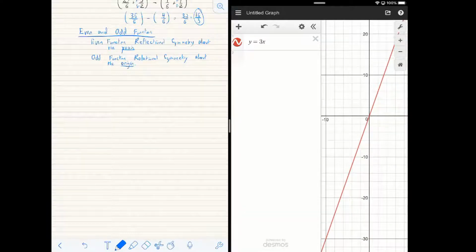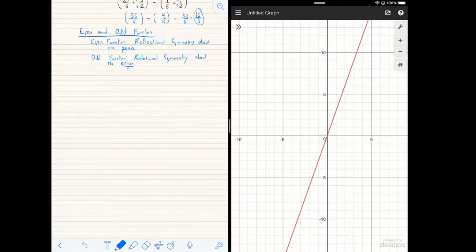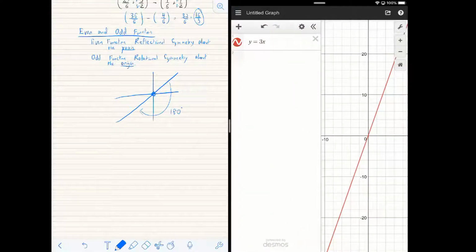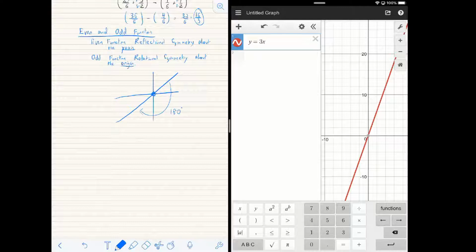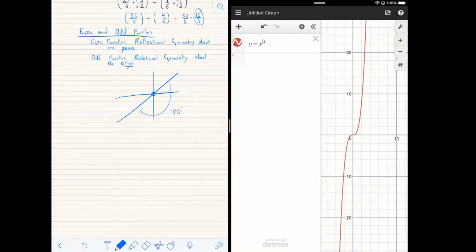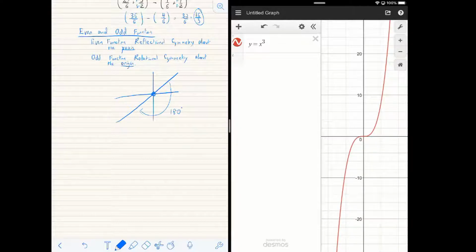So this would be considered to be an odd function because if I end up taking the right-hand side of the graph, at the origin, if I rotate it, in a sense, 180 degrees, I would end up back in that same location. Another type of problem like this, we could also say x to the third. That also has rotational symmetry.